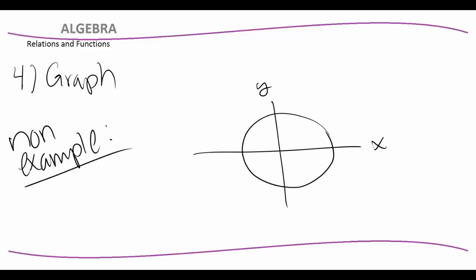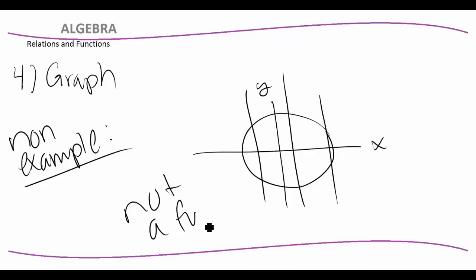And now let's look at a non-example of the graph. We're going to throw some vertical lines on this graph. The vertical lines intersect two points. So this fails the vertical line test. So the circle is not a function.